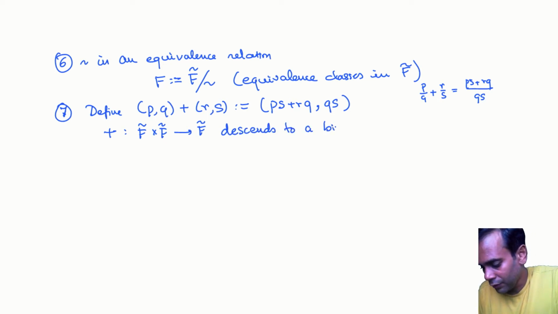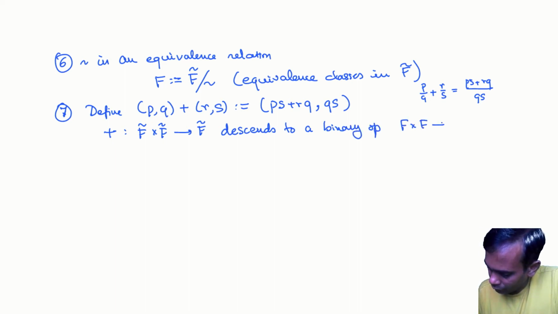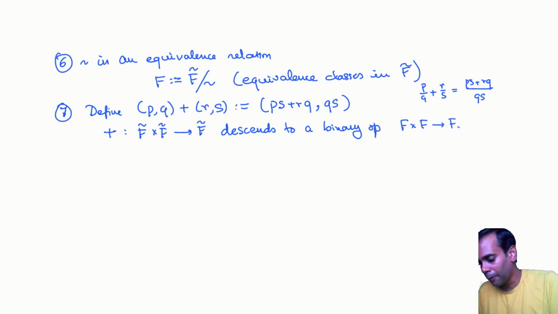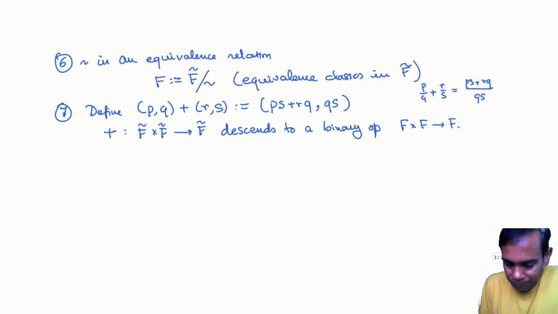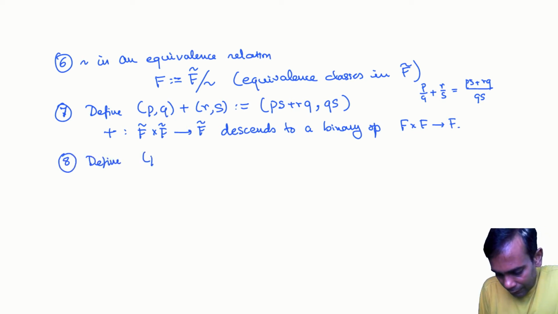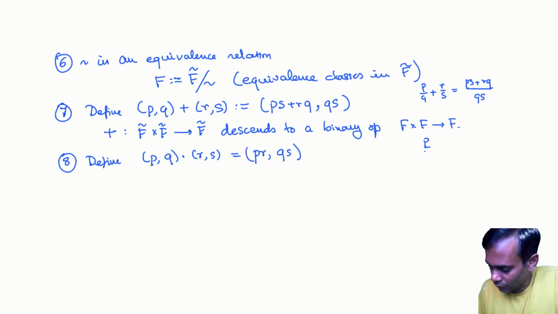So you get a binary operation F cross F to F. You need to check this. It's a bit tedious, but it's not difficult. And then you can also define multiplication the same way. Define (P, Q) dot (R, S) to be (PR, QS). And this again is just, if you're multiplying fractions, then you multiply the numerators and you multiply the denominators.